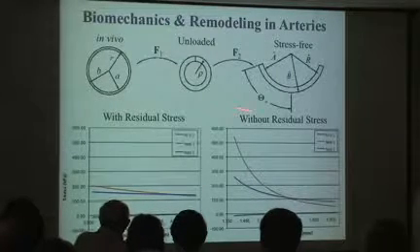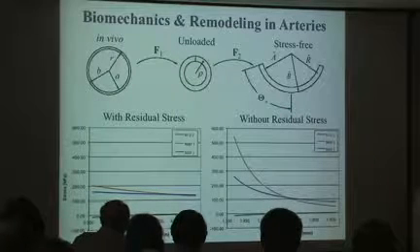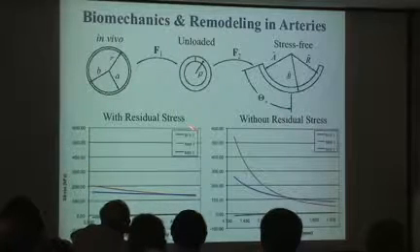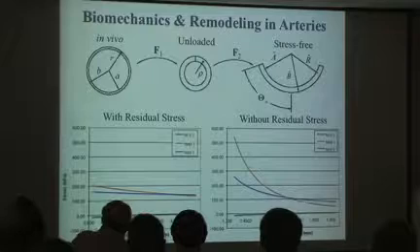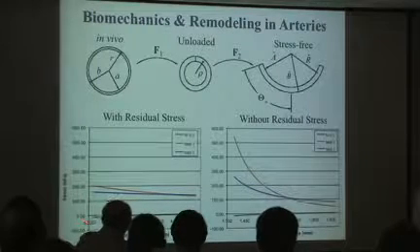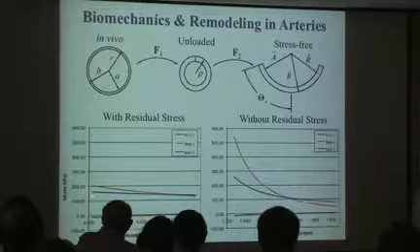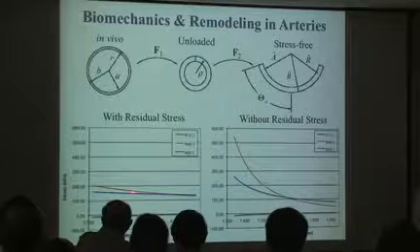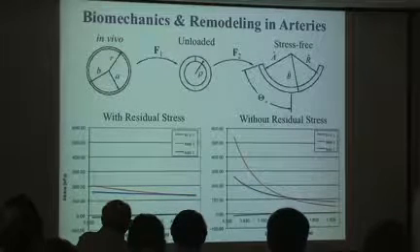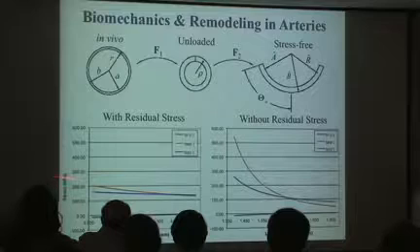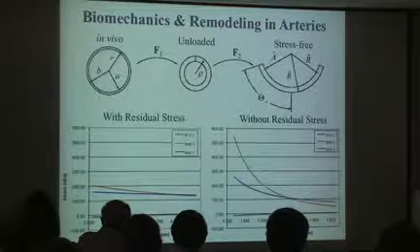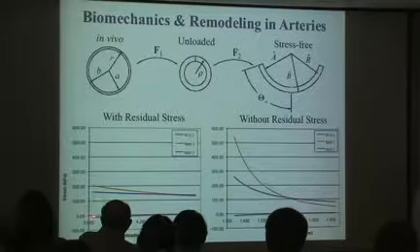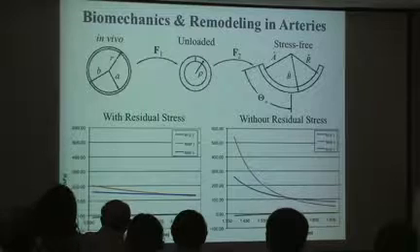This residual stress was recognized in the mid-'80s. And it turns out when we include this residual stress, we predict under physiologic loading, this is under a pressure of 100 millimeters of mercury, the blue line, the orange line is the circumferential stress, and it appears to be nearly uniform across the wall. This is the position in the wall. This is the inner radius, and this is the outer radius.